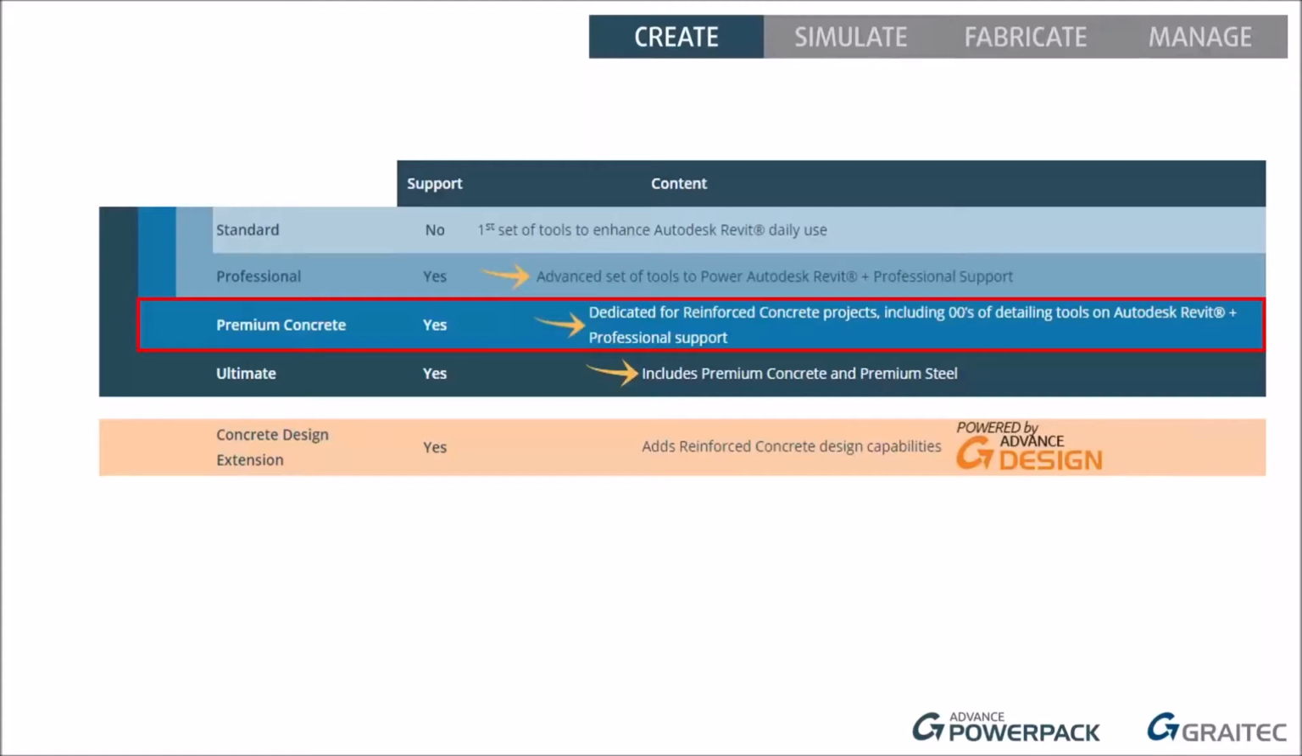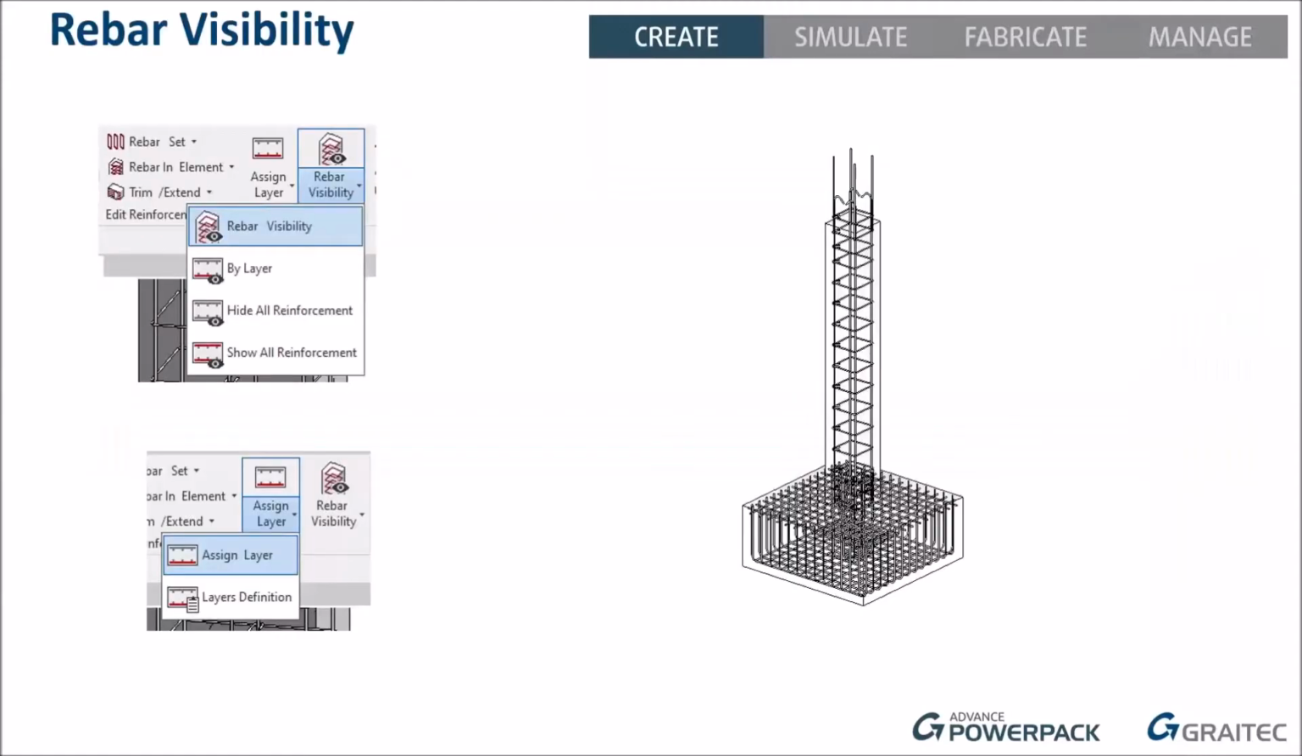So let's have a look at the icons and the tools that are in our visibility sets a little bit closer. Under our rebar visibility drop down, there's various different tools we've got. We've got this rebar visibility itself, and I'll show you the dialog box that pops up in a second. We can control the visibility of our rebar by layer. We can hide all reinforcement in a view, and we can show all reinforcement in a view.